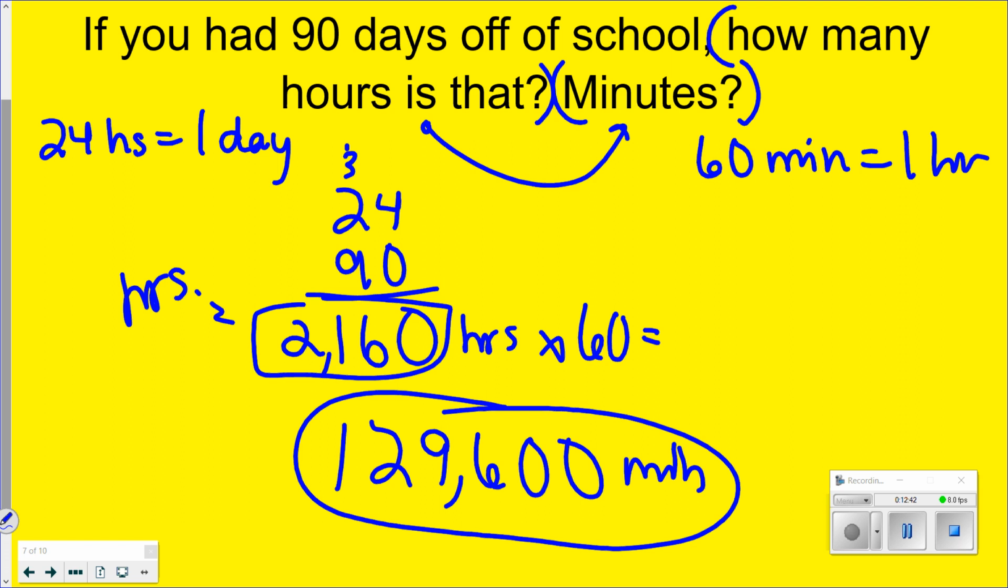All right, so hopefully you come up with something like that. Let me just make sure I had that right again. I'm going to go back through 90 days. How many hours is that? I know one day is 24 hours, so I took 90 times 24. And that gives me this. That tells me how many hours there were in that 90 days. And then I'm going to take how many hours times 60, because in 1 hour there are 60 minutes, and I want to figure out total that. And then this is what I got for minutes.